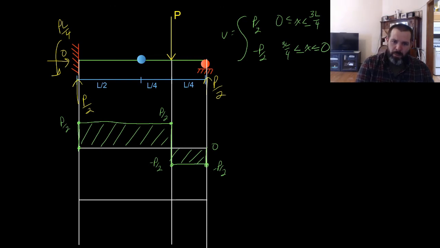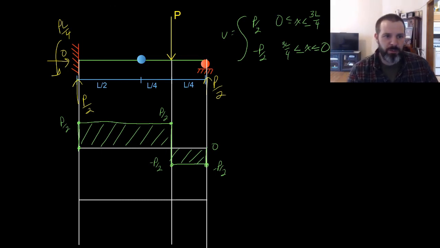Now, since our shear equation is made up of two constants, due to our integral relationship, our moment equation is going to be made up of two lines. And if you integrate a constant, you know the constant becomes the slope of the line. So for the first 3/4 of the beam, we're going to have a positive slope of P over 2. For the last quarter of the beam, we're going to have a negative slope of P over 2.